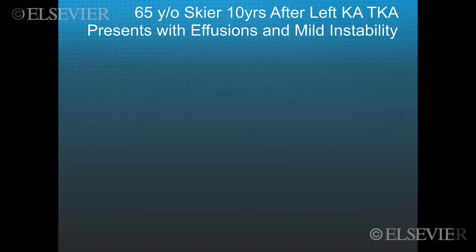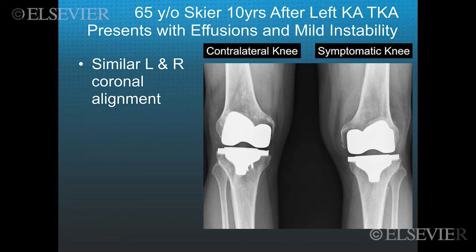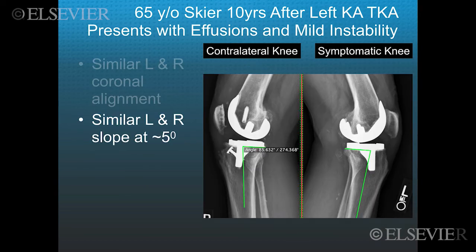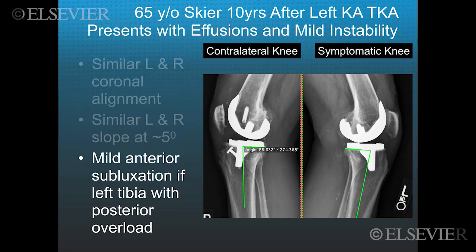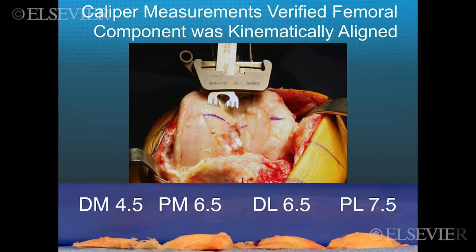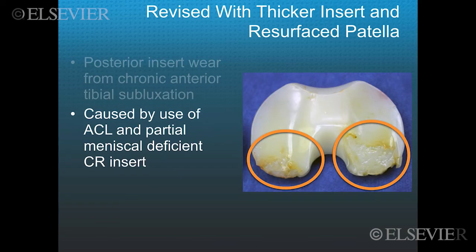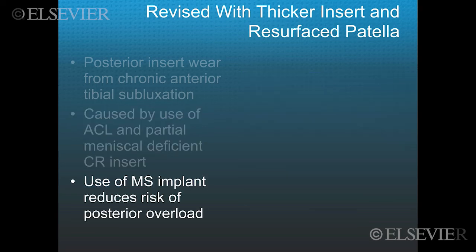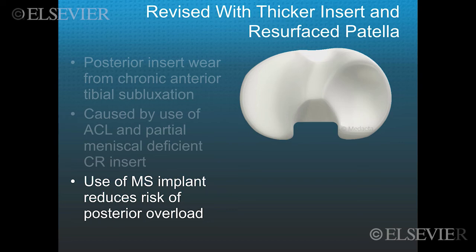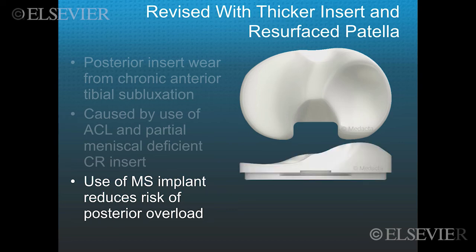So this is a 65-year-old skier 10 years after a left kinematically aligned TKA. He presented with effusions and mild instability, and you can see the symptomatic knee is the left one. There's a little bit of narrowing on the lateral side, and you can see the slope on the symptomatic knee. So caliper measurements verified the femoral component was kinematically aligned at the time of the index surgery. So we went back and just put a thicker insert in, and this we think was caused by the use of an ACL and partial meniscal deficiency CR insert, and the use of an MS or medial stabilized implant might have reduced the risk of posterior overload in this particular patient.